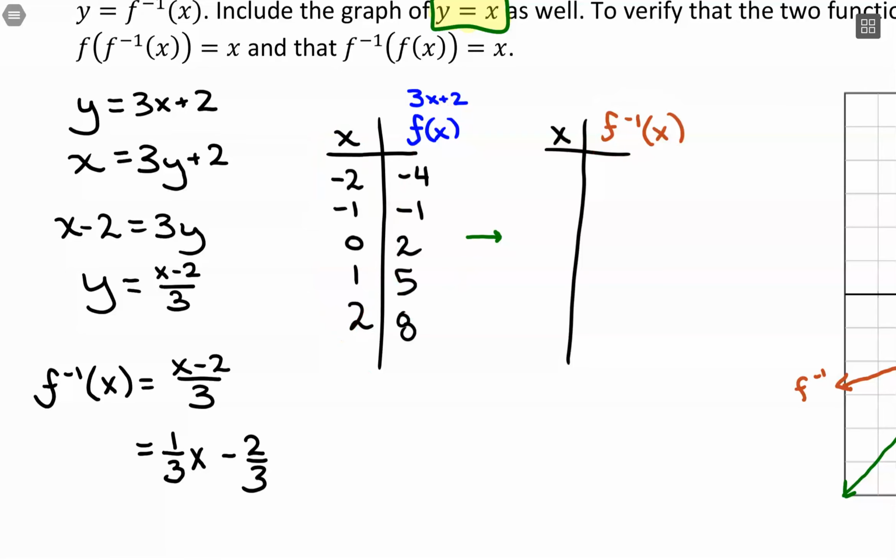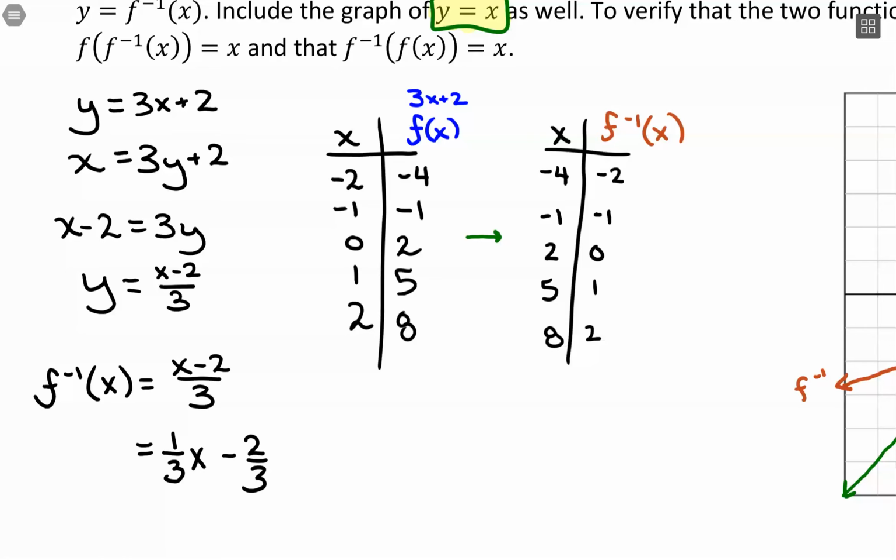So what I'm going to do is where I have my values for f of x, those are going to go under x. So -4, -1, 2, 5, 8. And then for my inverse function outputs, I'm grabbing the inputs from the first table. So -2, -1, 0, 1, 2. So when you're working with graphs, if you have coordinates, if you have x and y values, to make the inverse graph, you just switch them. You just switch x and y, and that's it.